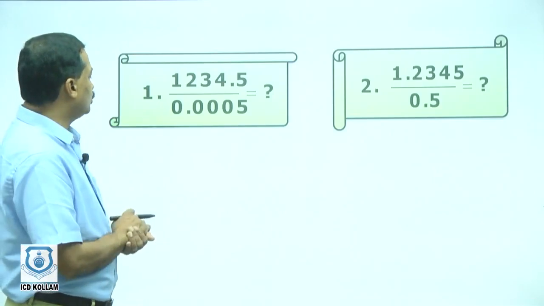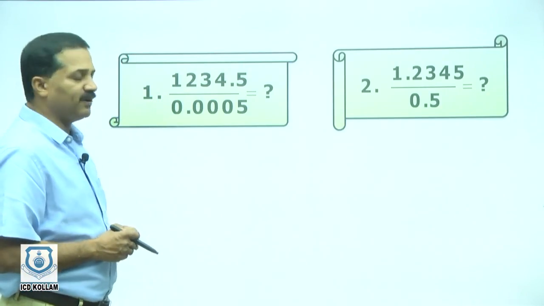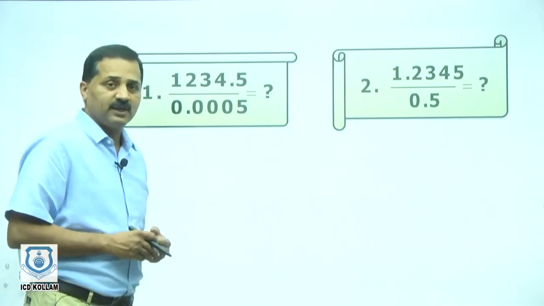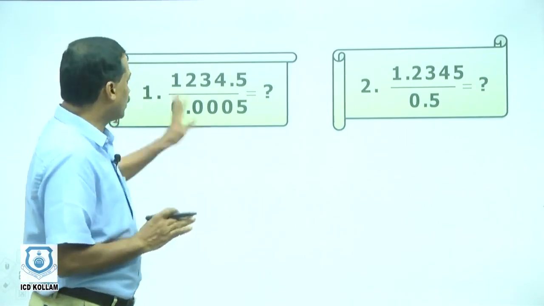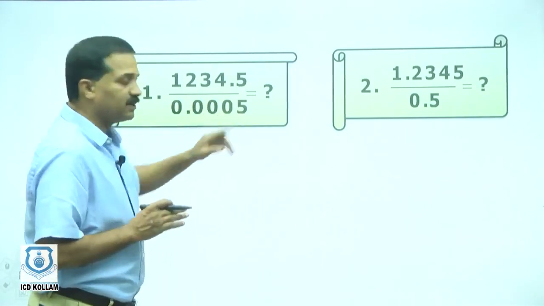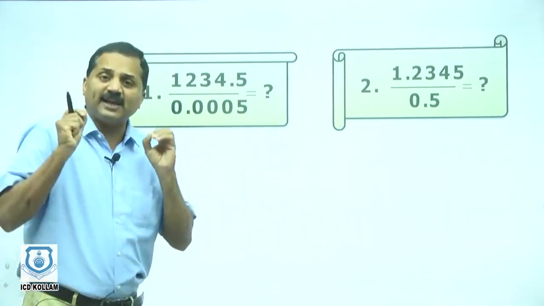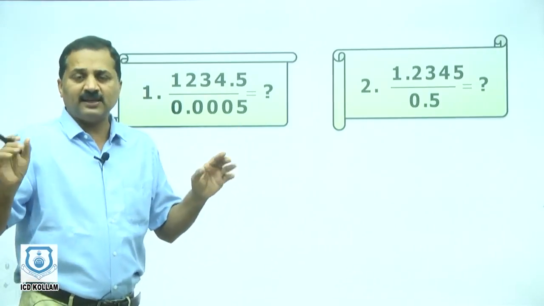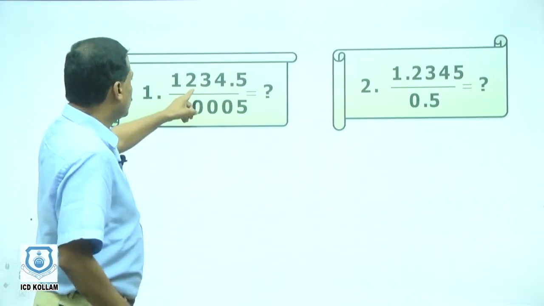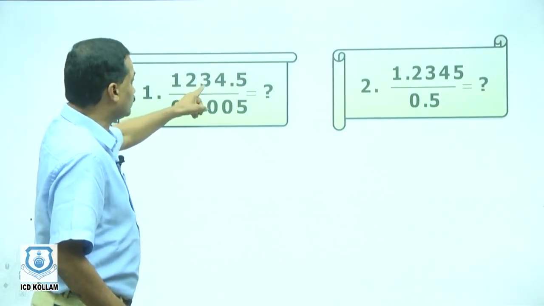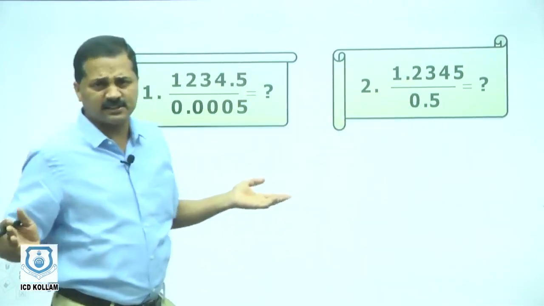I have given you two questions. 1234.5 divided by 0.0005, and the second one is 1.2345 divided by 5. Look, the basic numbers remain the same, only the decimals differ. So first of all, forget the decimals and just divide full number by full number. So what is the answer here? I am going to divide 12,345 by 5. Here also 12,345 by 5 by forgetting the decimals.